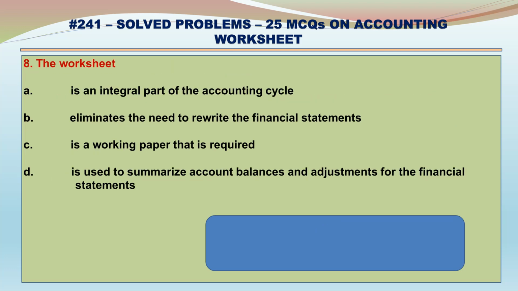8. The worksheet, option A, is an integral part of the accounting cycle. B. Eliminates the need to rewrite the financial statements. C. Is a working paper that is required. D. Is used to summarize account balances and adjustments for the financial statements. Answer D. Is used to summarize account balances and adjustments for the financial statements.